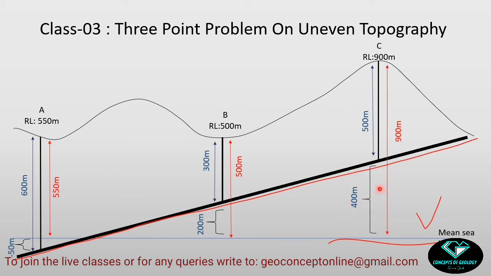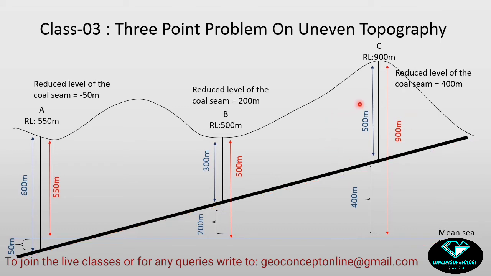Okay, this is called the reduced level for this point, where the borehole is intersecting the target bed. So when I do these calculations for all three boreholes, I will have the reduced level of the coal seam here at 400 meter. That means this length is 400 meter. Here this length will be 200 meter, 500 meter minus 300 meter.